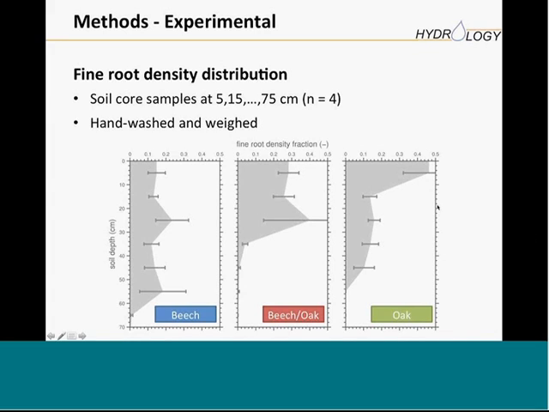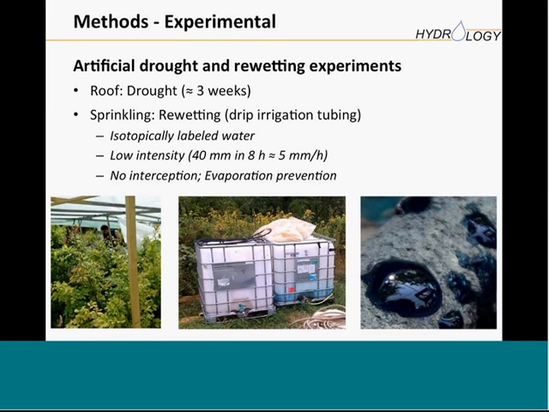And in addition, we did fine root density distribution measurements with soil cores at, again, different depths, every 10 centimeters. You can see here in the bottom part the root density distribution for the beech oak mixture, and the oak. You see they are quite different, as to be expected. And we then did an artificial drought and rewetting experiment, so we covered the whole plot with a roof, so we prevented any precipitation for around 3 weeks. So it's not a complete extreme drought, we just still wanted to have the plants doing fine.